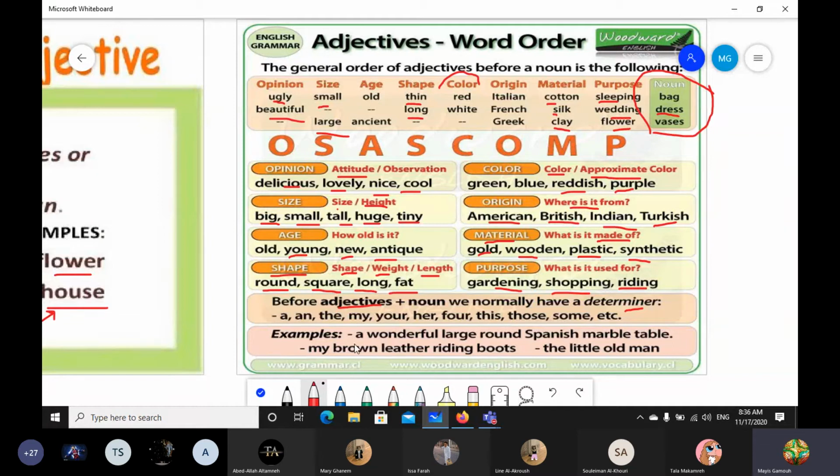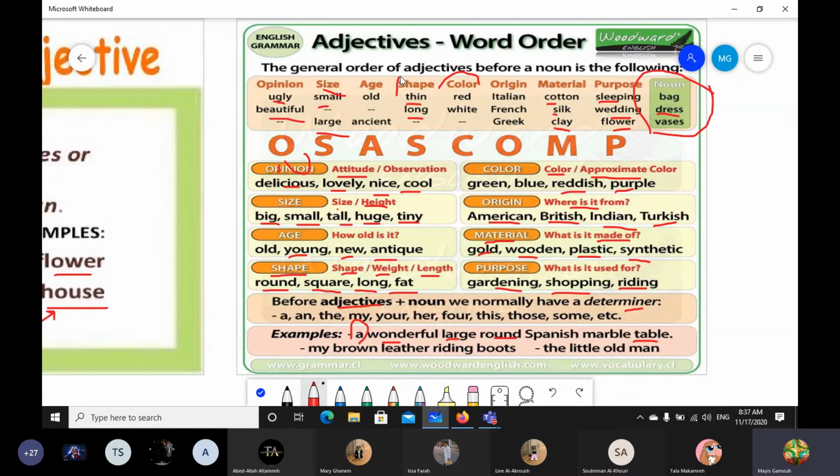And here we have a couple of examples. The first one, see, this was my determiner. Wonderful, large, round, Spanish marble table. So I am talking about a table. What are the characteristics? What is the description of the table? At first we placed the determiner, which is a, and then I said wonderful, and wonderful is my opinion. And then I said the large was the size, I used the size.